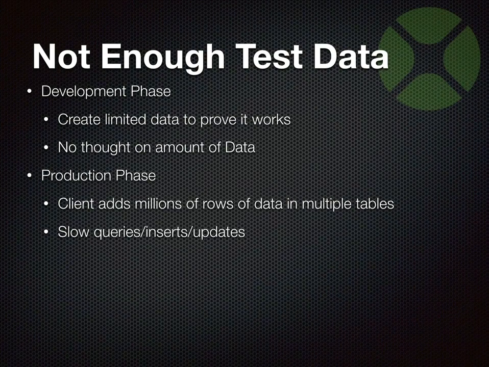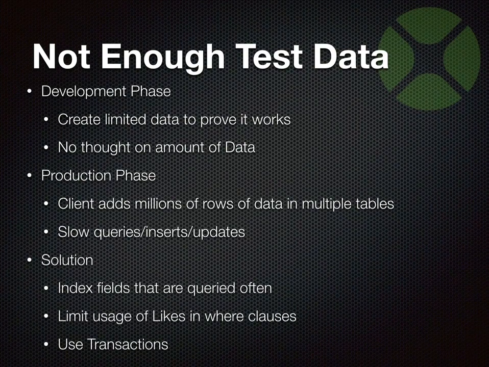And what happens? Well, we have slow queries, inserts, and updates, and there are a couple of solutions, but one of them is to use indexes on the most commonly queried fields. Limit the usage of likes. Likes are incredibly expensive when it comes to database operations. And when it comes to inserts, use database transactions.